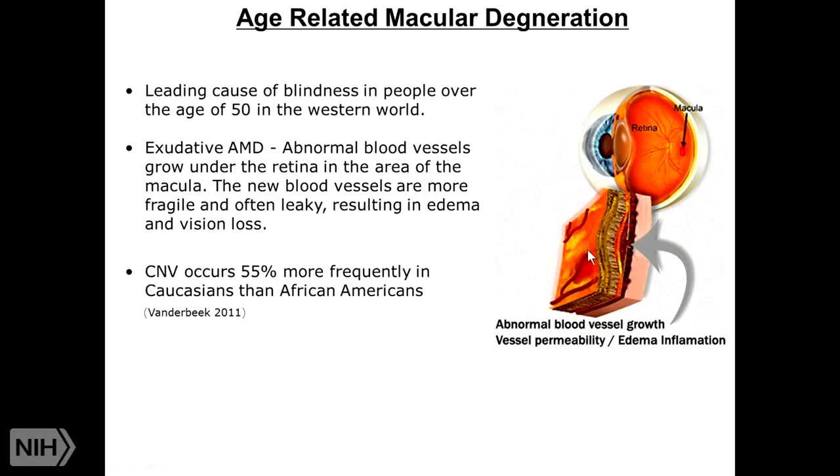And these vessels are not growing in the pigmented part of the eye. So in terms of pigmentation, we're really focused in on macular degeneration. And one of the things I'd always observed clinically, and is well known, is that African Americans have a much lower rate of choroidal neovascularization than Caucasians.